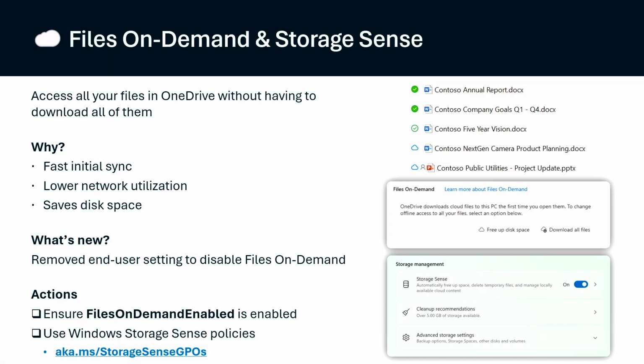If you use this policy, Files on Demand, with Windows Storage Sense, which will allow you to free up space for OneDrive files that haven't been accessed after a particular period of time, you can very effectively manage storage on disk. In terms of what is new, we have actually removed the end user setting to disable Files on Demand because we feel so strongly that you should have this turned on. So in terms of actions, in terms of setting up, ensure you have Files on Demand on, and do look into the Windows Storage Sense policies to help clean up space on disk.